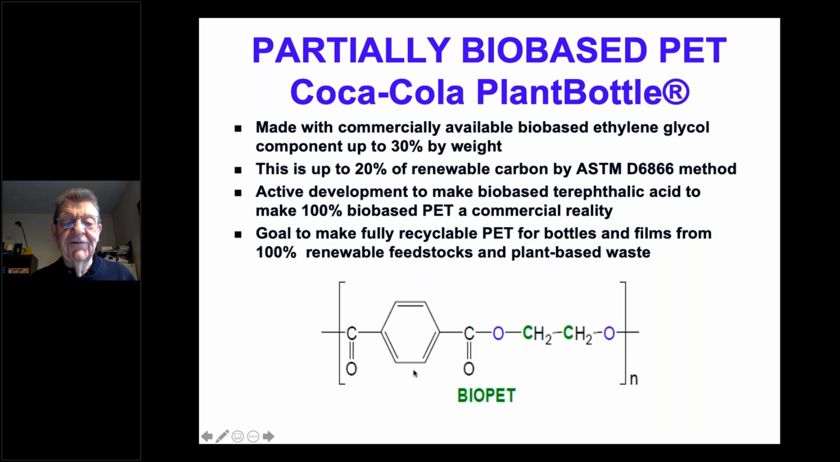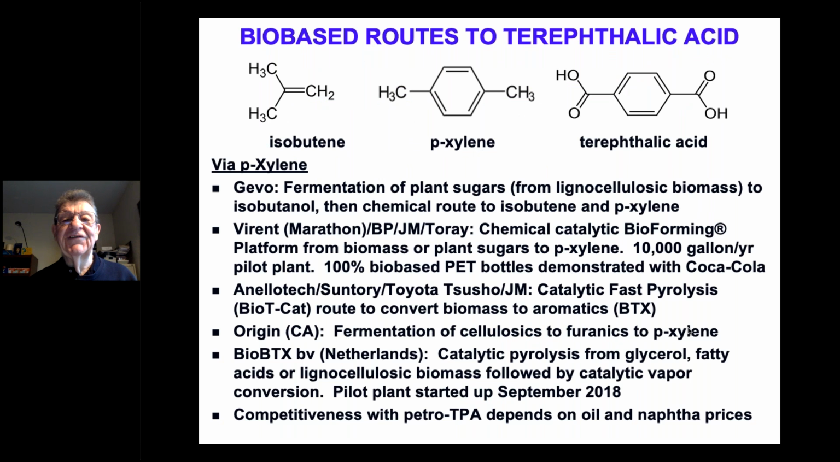A lot of active development now to make the terephthalic acid moiety bio-based so that we can have 100% bio-based PET. So how do we make bio-based terephthalic acid? If you make it petrochemically, most of the routes go through paraxylene, which is oxidized to terephthalic acid, and hence the PET. So many of the bio-based routes go through that kind of procedure as well.